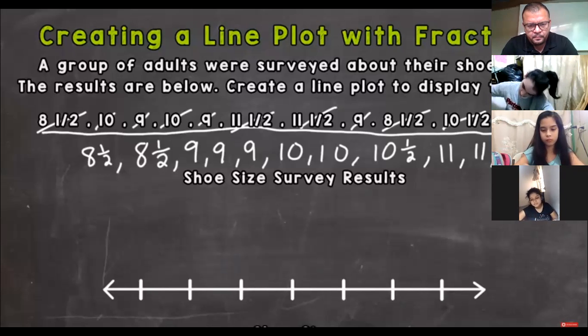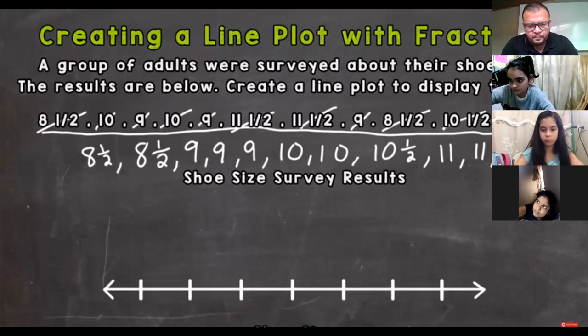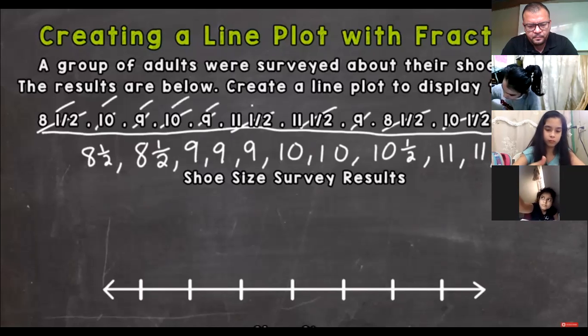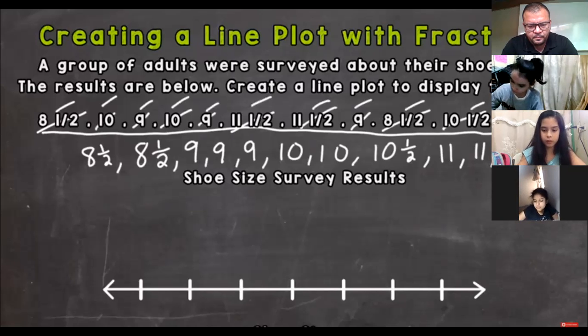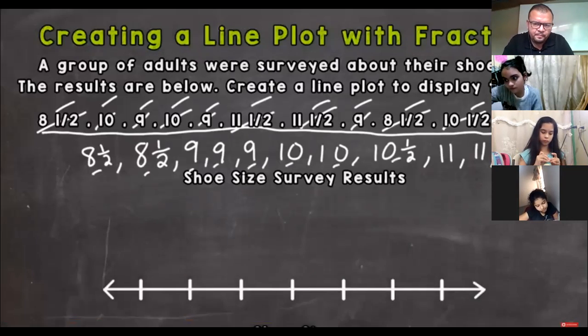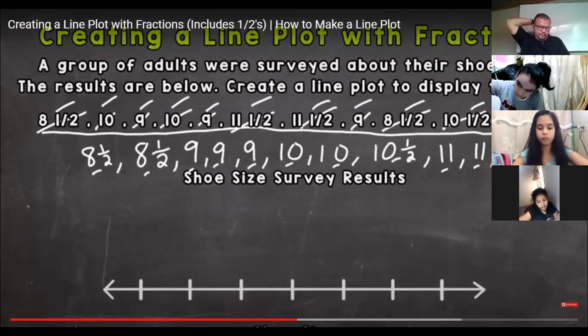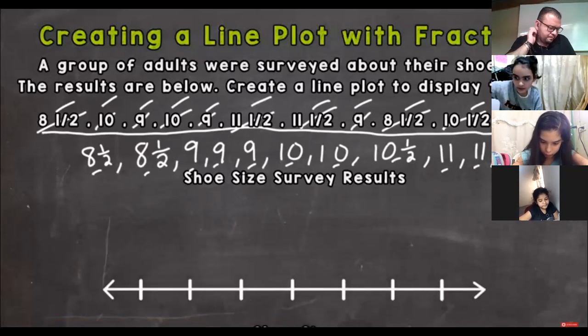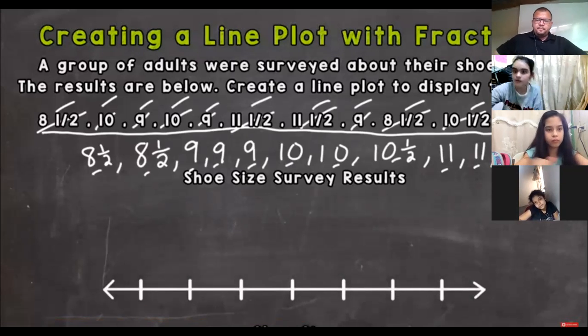So I always like to double check to make sure I have everything. So let's see how many people were surveyed. We have 1, 2, 3, 4, 5, 6, 7, 8, 9, 10, 11, 12. Let's double check our data that we put in order from least to greatest to make sure we have 12 there. 1, 2, 3, 4, 5, 6, 7, 8, 9, 10, 11, 12. So we have everything, and we didn't repeat anything, so we're good to go there.